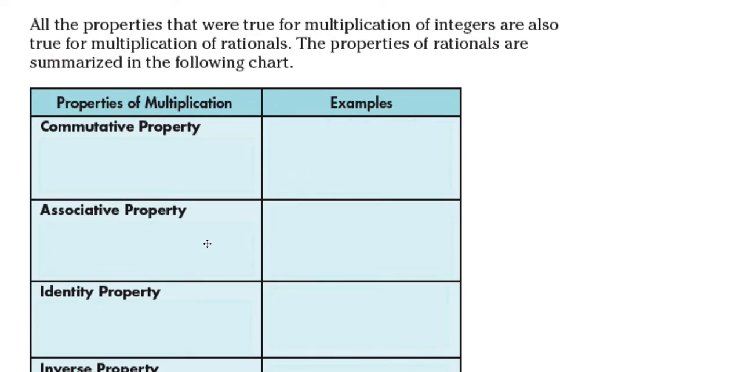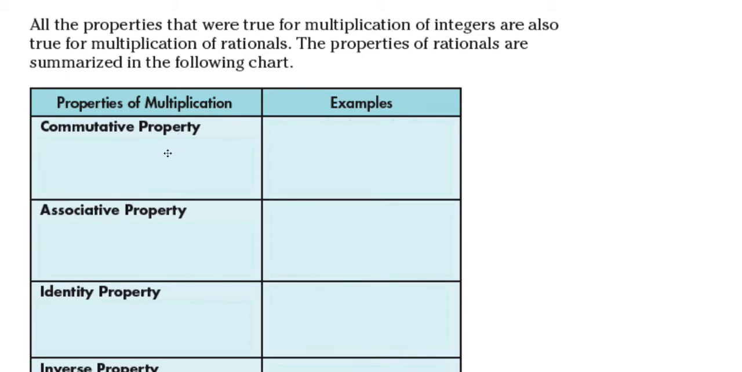The properties of rationals are summarized in the following chart. Before we do the following chart, the secret word for this lesson will be rules. Again, the secret word for this lesson will be rules. Okay, so let's go back.